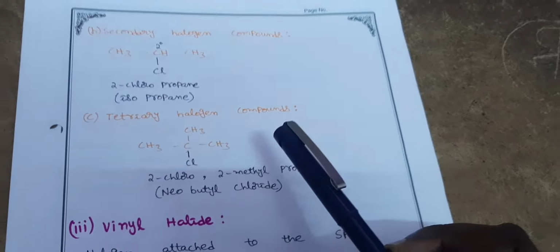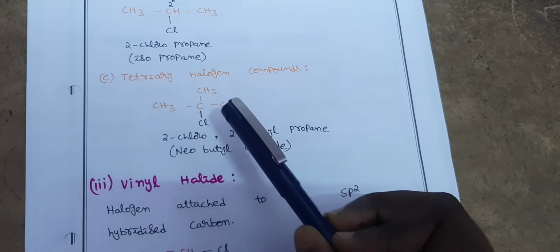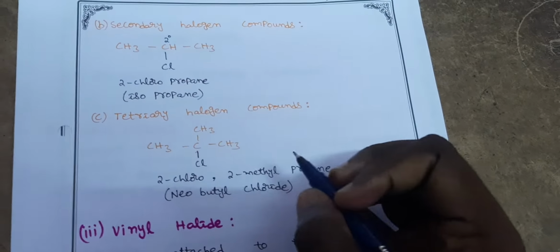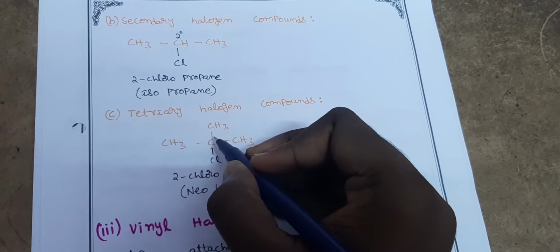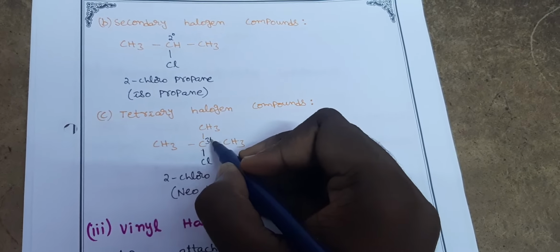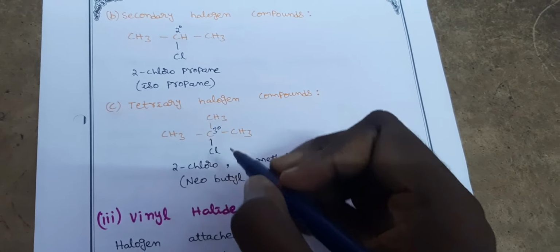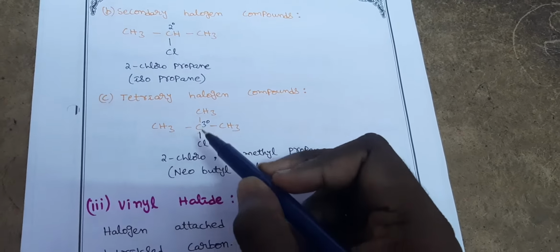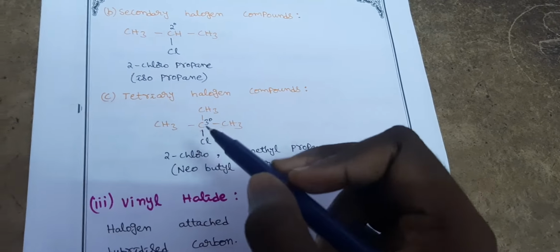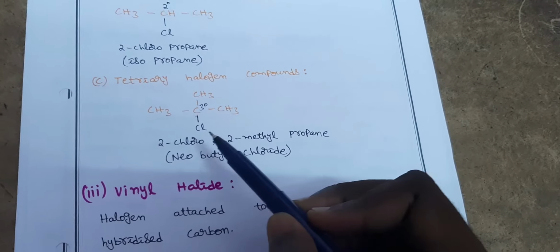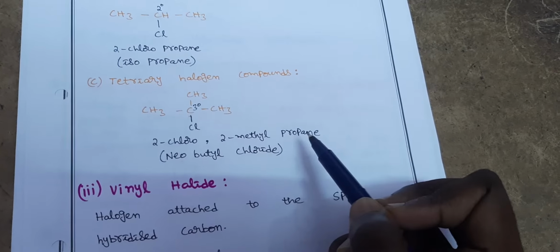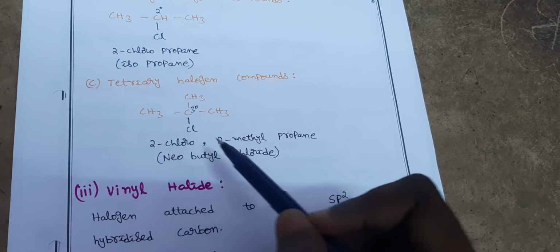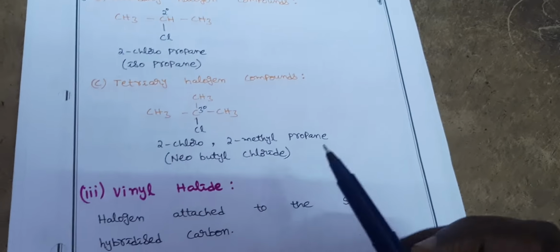Tertiary halogen compounds. Tertiary means the carbon which is attached with three other carbons is known as a tertiary carbon. This is the tertiary carbon to which the halogen atom is attached. Here the chlorine is the halogen which is attached to the tertiary carbon. So this compound is known as a tertiary halogen compound. 2-chloro-2-methylpropane is the IUPAC name, or it is also named as tertiary butyl chloride. Butyl because of the presence of 4 carbon atoms.